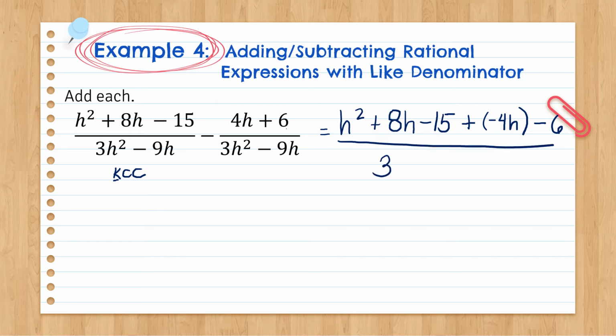We copy the common denominator, which is 3h squared minus 9h. Yan. So we have to copy the h squared kasi wala namang ibang h squared. Alin ang pwede combine? Yes, we have 8h saka negative 4h.